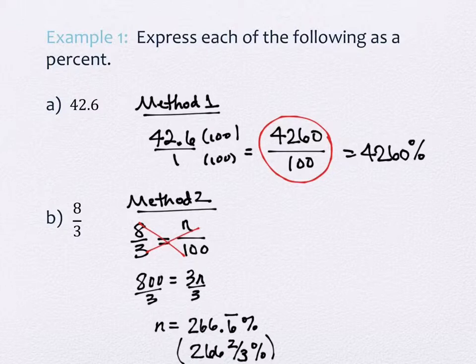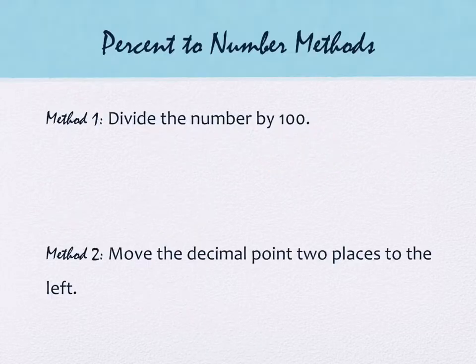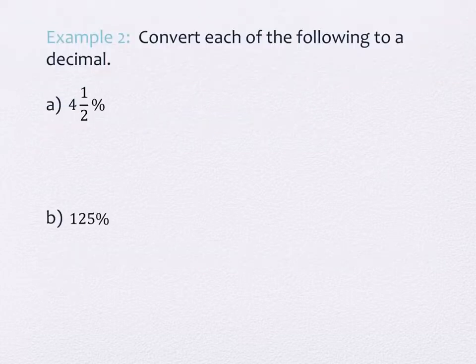Now I want to go back the other direction. I want to take a percent and turn it into its equivalent number or fraction. So there are 2 methods. One of them is to divide the number by 100. Just take whatever it is, divide by 100. The second one, again, the one that's most efficient, is to take the number and move the decimal 2 places to the left. So we're going to do a couple of examples, of course.